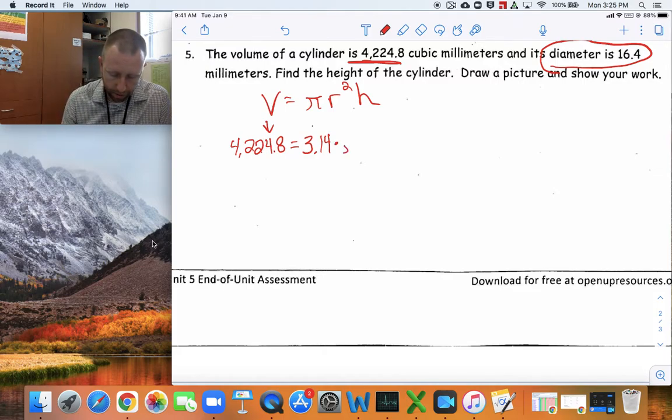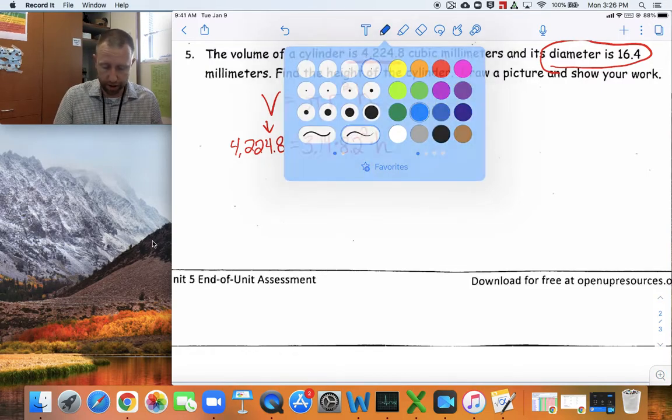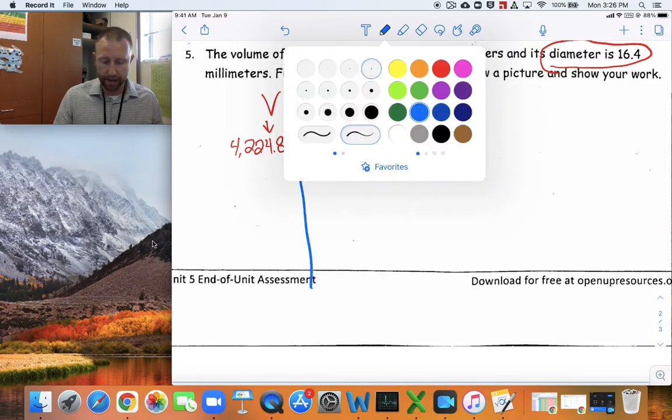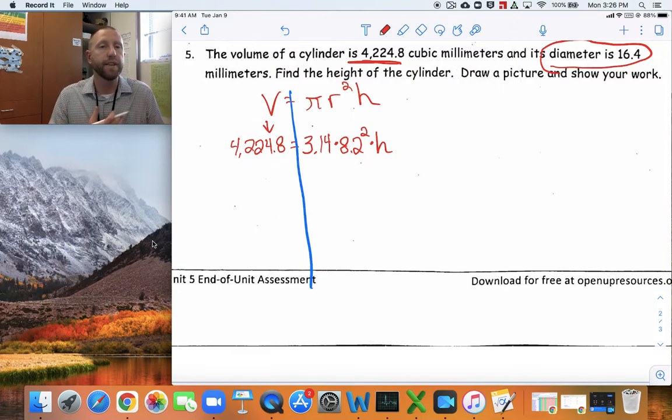So I'm going to multiply that by 8.2 squared, because it's always radius squared for a cylinder. And then multiply that by the height. Well, that's the one thing I don't know. So I'm going to leave it h. Okay. Now, it's an equation. It's just a two-step equation that we can solve. So let's solve it. Okay. I've got order of operations. Let's simplify this by following order of operations. Let's do our exponent first. 8.2 squared.